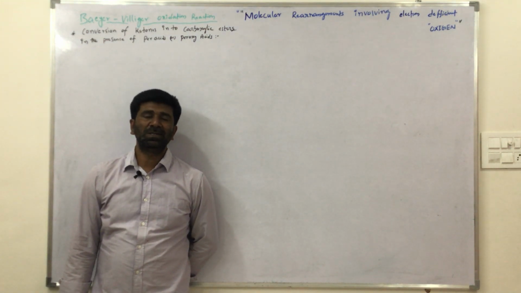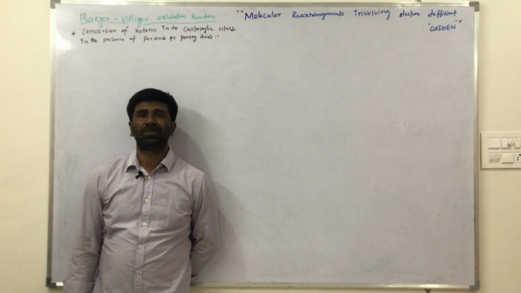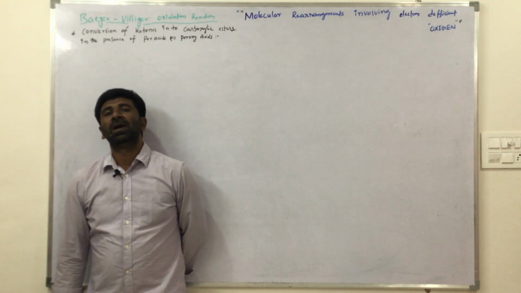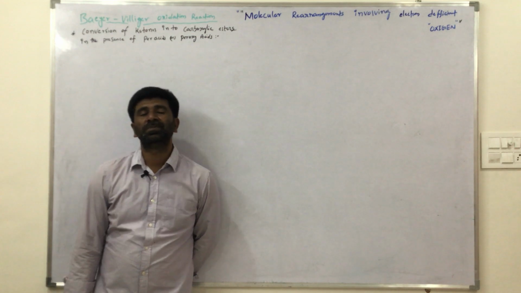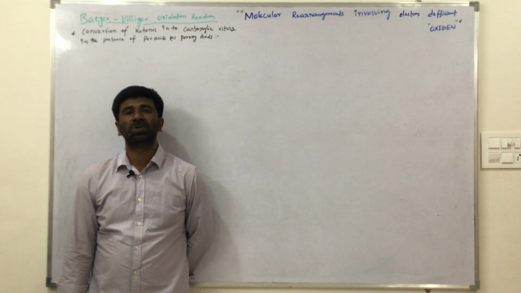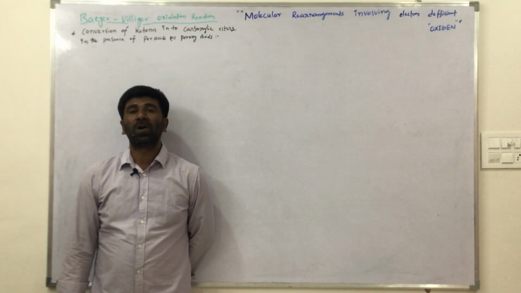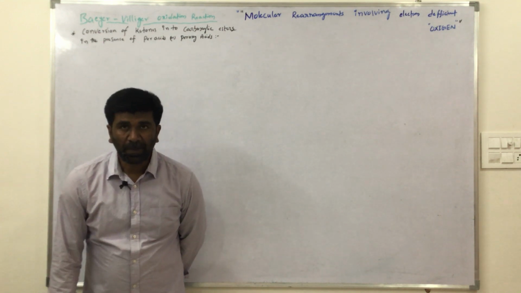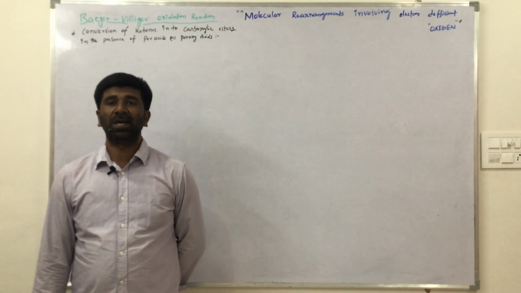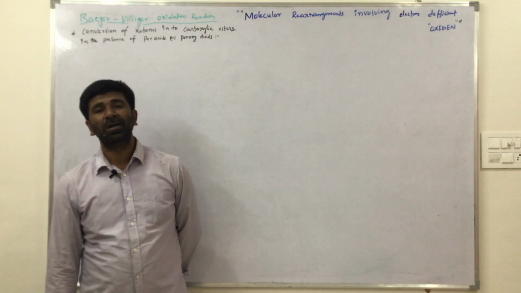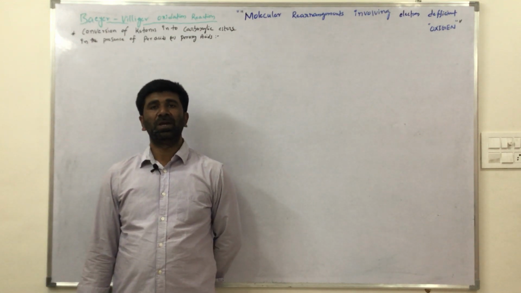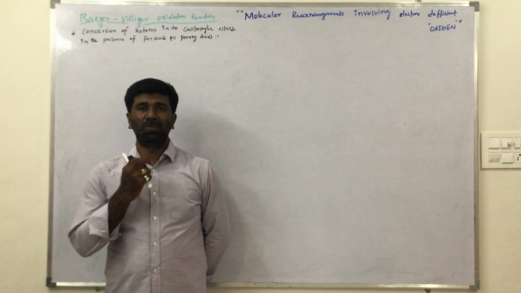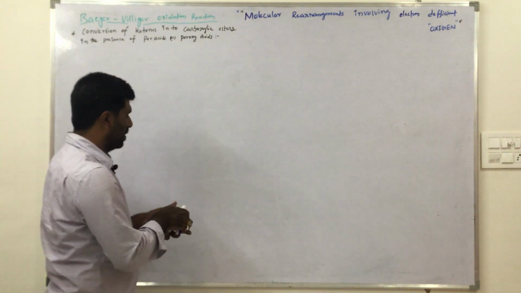So, what is the Baeyer-Villiger reaction? Conversion of ketones into carboxylic esters in the presence of peracids or peroxyacid is the Baeyer-Villiger reaction. Now see one example.